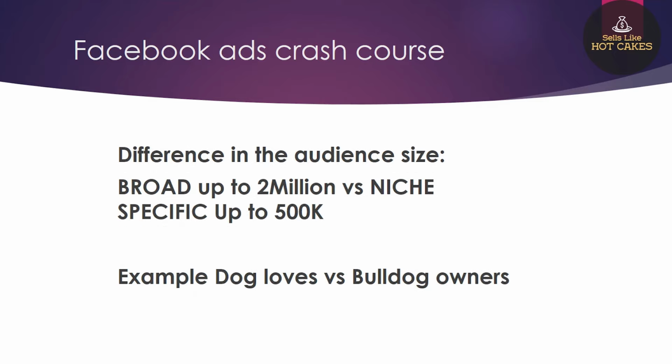You really also need to understand the difference in the audience size. There can be two types of audiences on Facebook to target. First, it can be a broad audience. It can be up to 2 million people, and it can be a niche-specific audience, up to 500,000 people. So, for example, you're going to target dog lovers if you're going to do a broad audience, or bulldog owners if you're going to target a niche-specific audience.